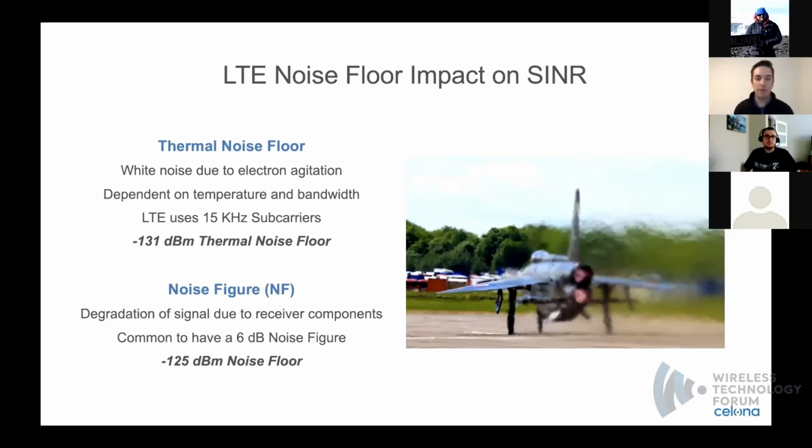Then we add in the noise figure from the receiver device, and this is degradation of signal due to the receiver componentry. It's common to have about a 6 dB noise figure within common modern electronics, and so we'll see the noise floor potentially be somewhere in the negative 125 dBm range for a common LTE client.